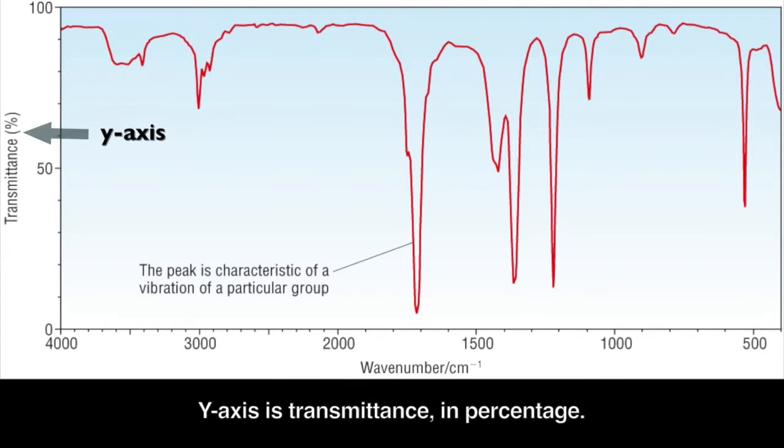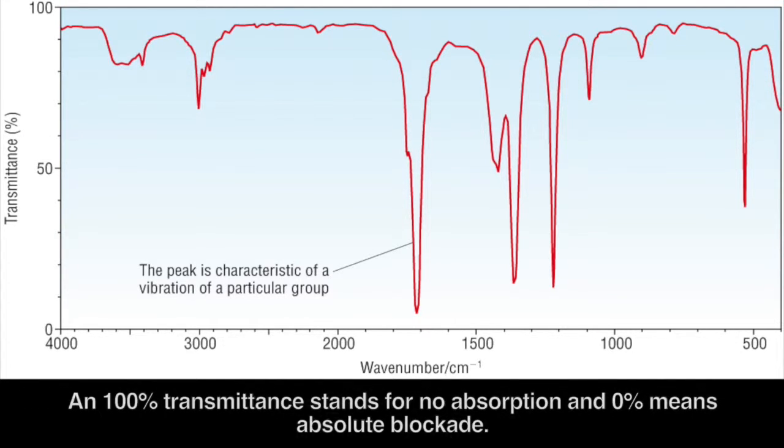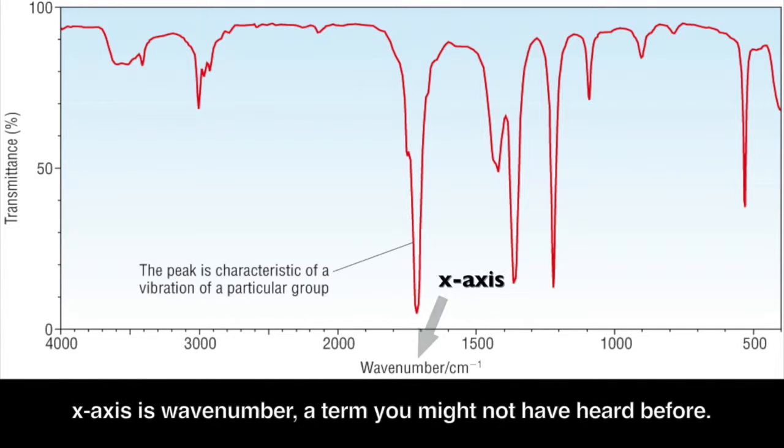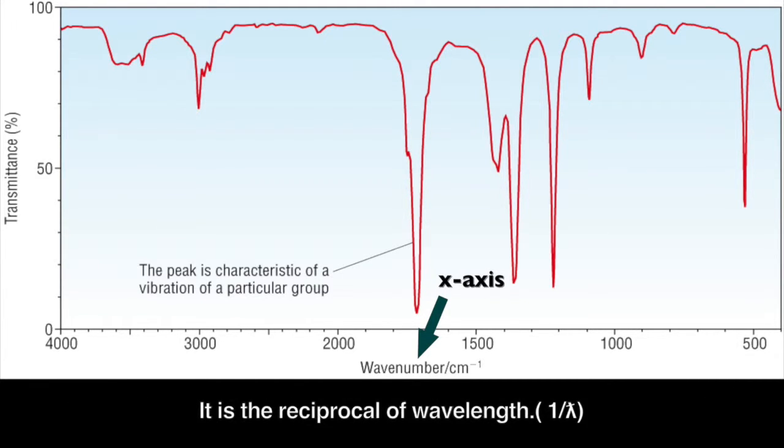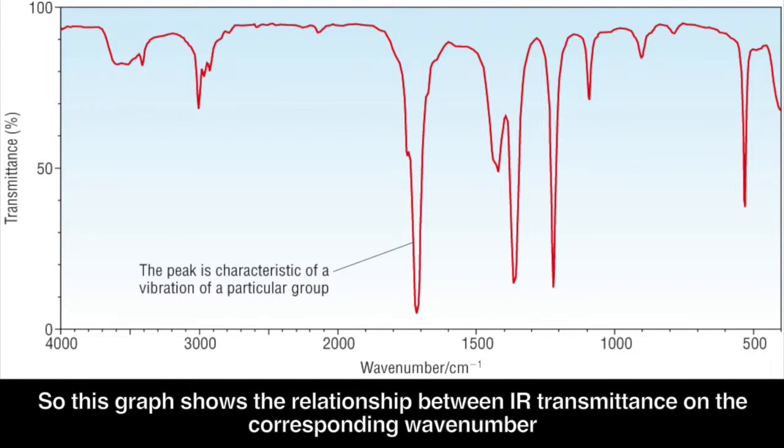The y-axis is transmittance in percentage. It shows the percentage of IR radiation that managed to come through the molecule unabsorbed. And 100% transmittance stands for no absorption, and 0% means absolute blockade. The x-axis is wave number, a term you might not have heard before. It is the reciprocal of wavelength. So this graph shows the relationship between IR transmittance and the corresponding wave number.